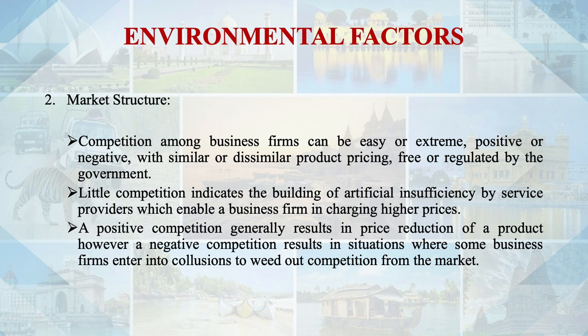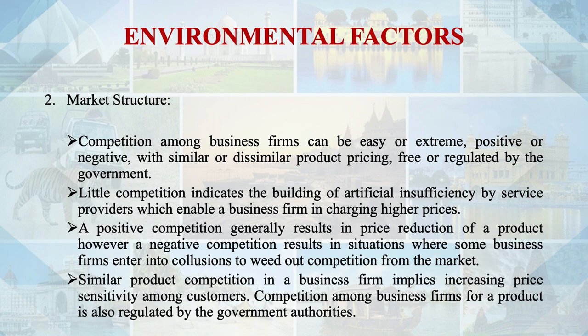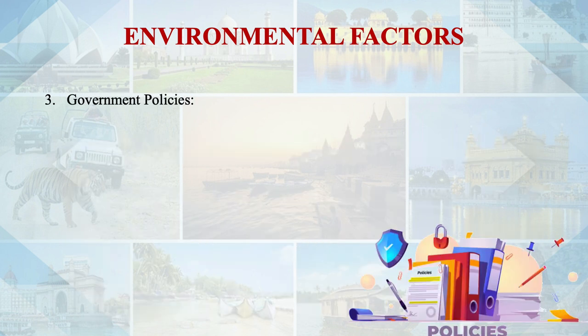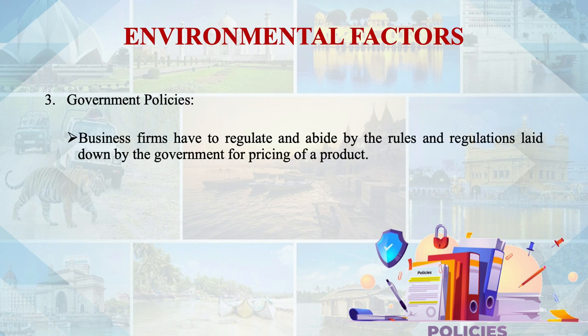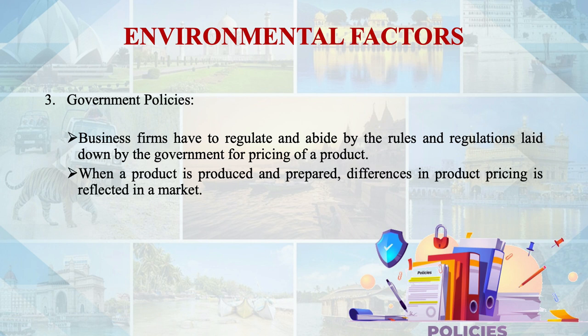Out competition from the market. Similar product competition in a business firm implies increasing price sensitivity among customers. Competition among business firms for a product is also regulated by the government authorities. The next factor is government policies. Business firms have to regulate and abide by the rules and regulations that have been laid down by the government for pricing of a product and a service. When a product is produced and prepared, differences in product pricing is reflected in every market.